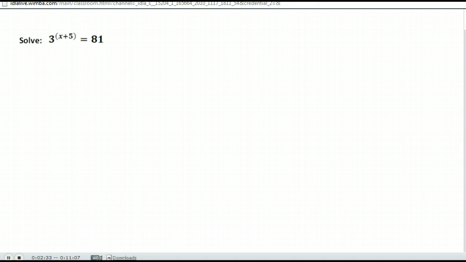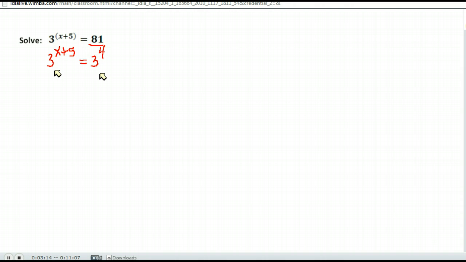All right, let's try another example. This time we have 3 to the x plus 5 equals 81. So again, the 3 with the exponent is isolated. So from there, what we want to do is check and see if 81 can be written as a power of 3, just like the 3 is. And if we check, we find out that 3 to the 4th power is 81. So we rewrite 81 as 3 to the 4th power. It's the same thing, it's just written differently, and it conveniently helps us here because we're saying 3 to the x plus 5 equals 3 to the 4th.